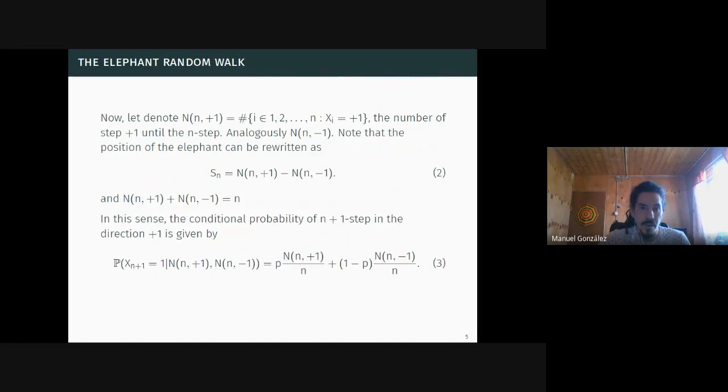And it is possible to summarize the evolution or the dynamic of this process by defining the following conditional probabilities. I mean, the next step depends on the number of previous steps, plus one or minus one, in the following sense, in equation three. The probability to go up or plus one is just this quantity, p times the proportion of steps in direction plus one, plus one minus p times the proportion of steps in the opposite direction.